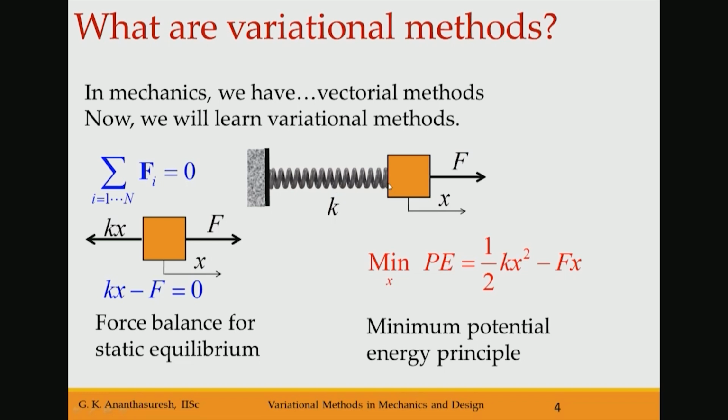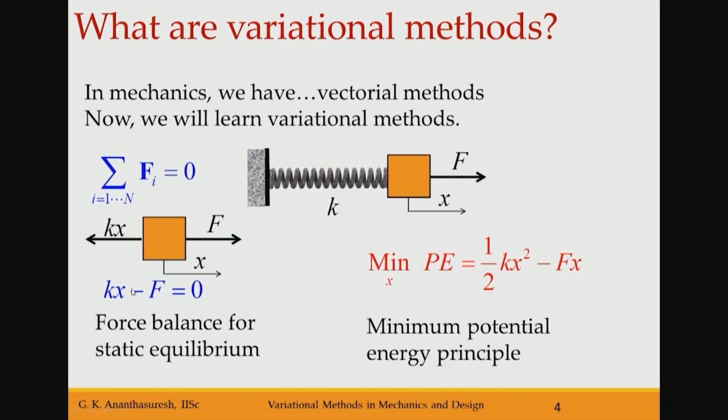When the spring is pulled by a distance x, the energy stored in the spring is half kx square, and then we have this Fx, which is F times x, the work done by this force F. This is potential energy in this case. This potential energy, if we minimize it with respect to x, is the one that we are trying to find.